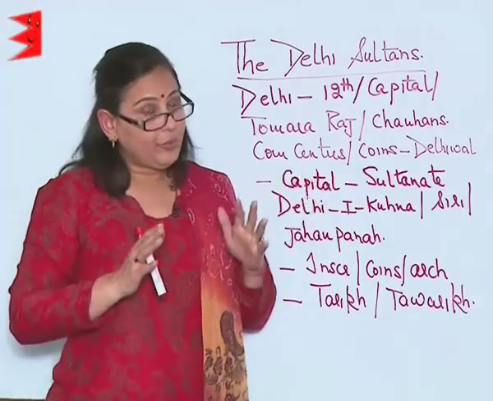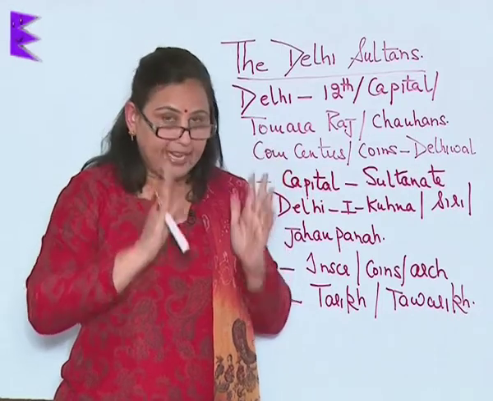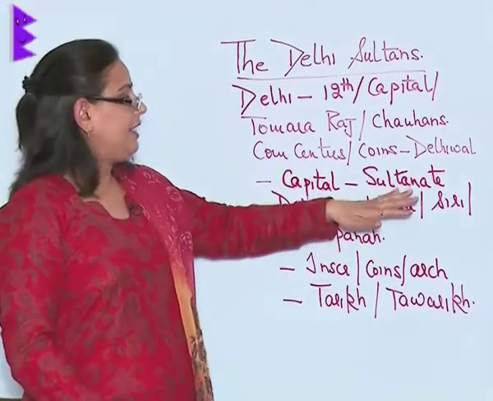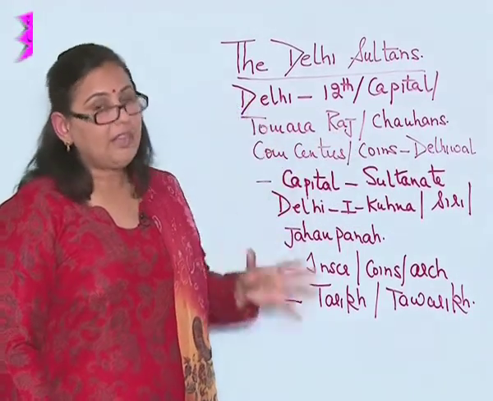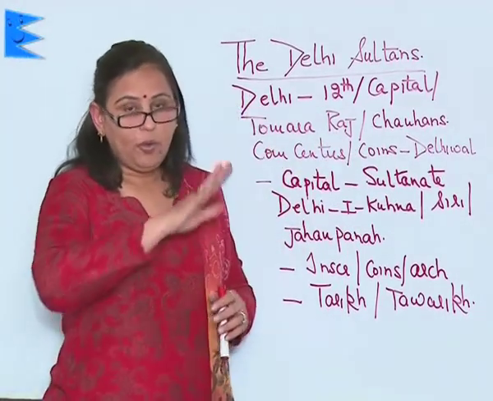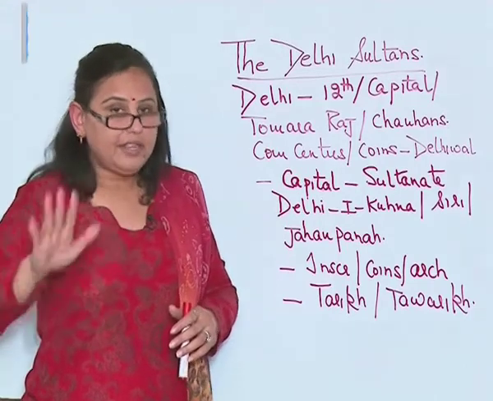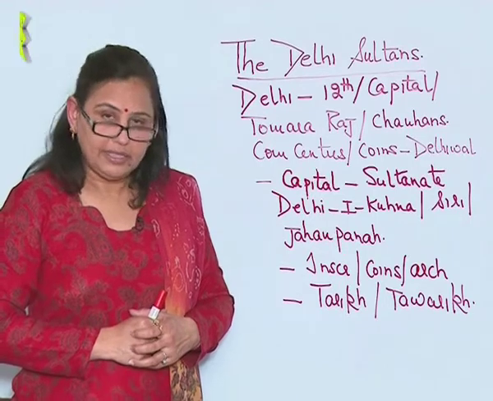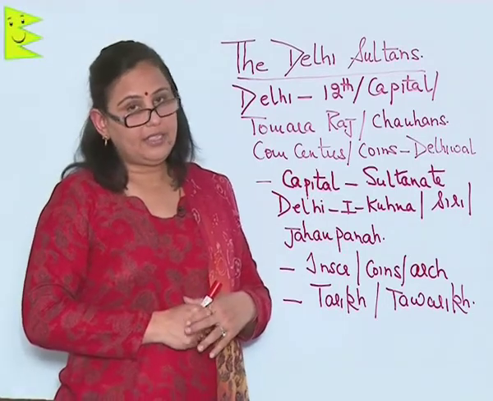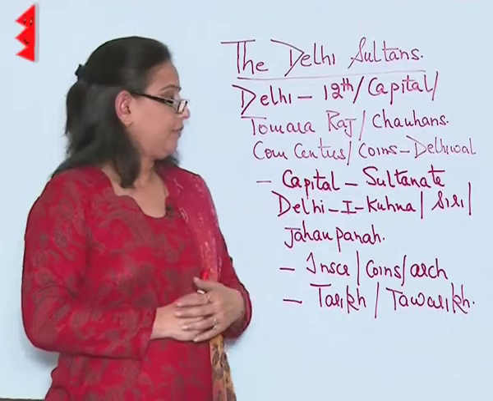Now we are going to read the history of Delhi as such under the Sultanate, that is under the Sultans of Delhi, under all the 5 Sultanate kingdoms that we had. The first of course being the Slave dynasty and the last the Lodhis.